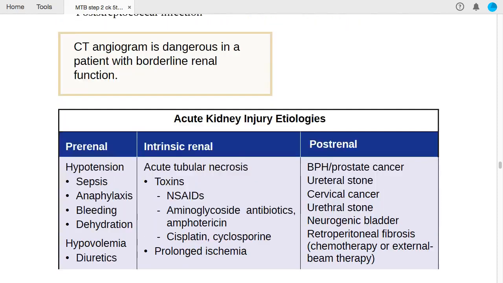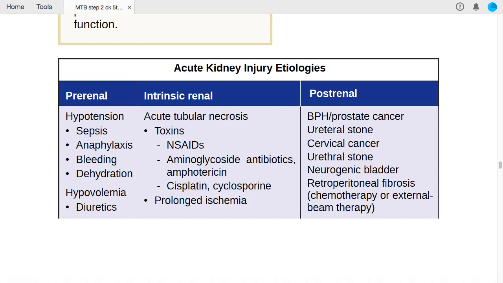Now we are going to summarize the acute kidney injury etiologies. We have pre-renal, we have the inside-the-kidney cause, that is intrinsic renal, and we have the post-renal. In case of pre-renal, that may be because of hypotension, and hypotension may be because of sepsis, anaphylaxis, bleeding, dehydration. That can all lead to hypotension, and hypotension can lead to pre-renal azotemia. This chart is very important for memorization.